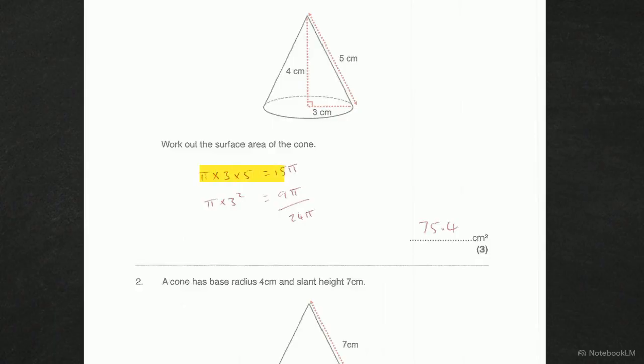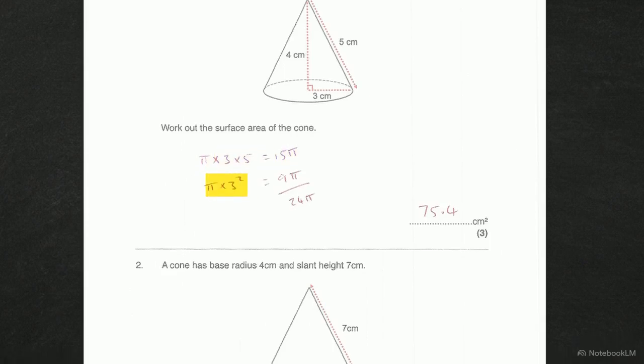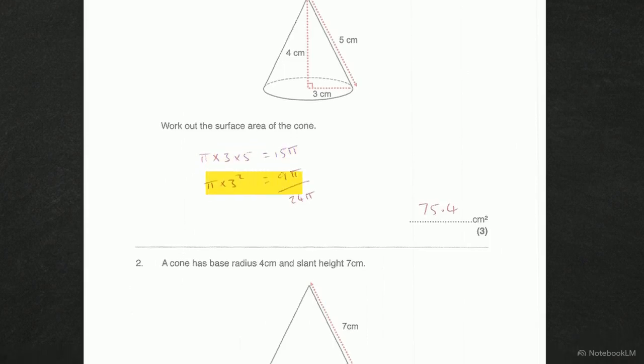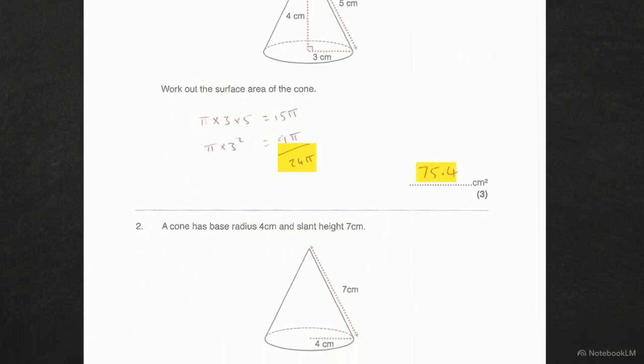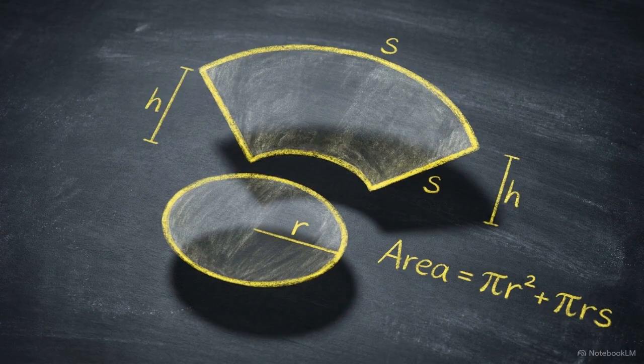Curved area is pi times 3 times 5, or 15 pi. The base is pi times 3 squared, giving 9 pi. Adding those gives an exact area of 24 pi, or 75.4 square centimeters. Treating the surface area as 2 separate objects ensures the base isn't forgotten when the question asks for total area.